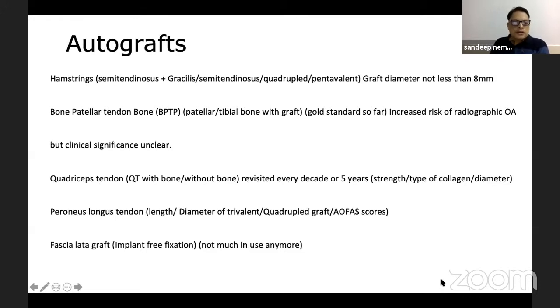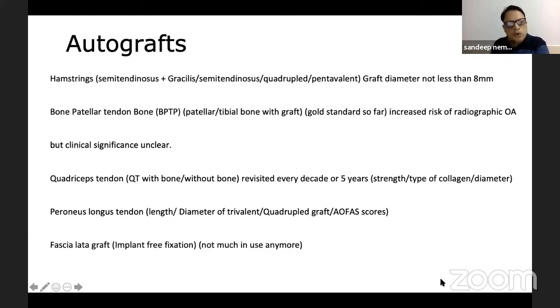Then the quadriceps tendon. This tendon is revisited every decade or every 5 years. And every 5 years, you'll find evidence and literature supporting the use of this graft. Then the peroneus longus tendon. This tendon has come up these days, and more use of this graft has been reported.